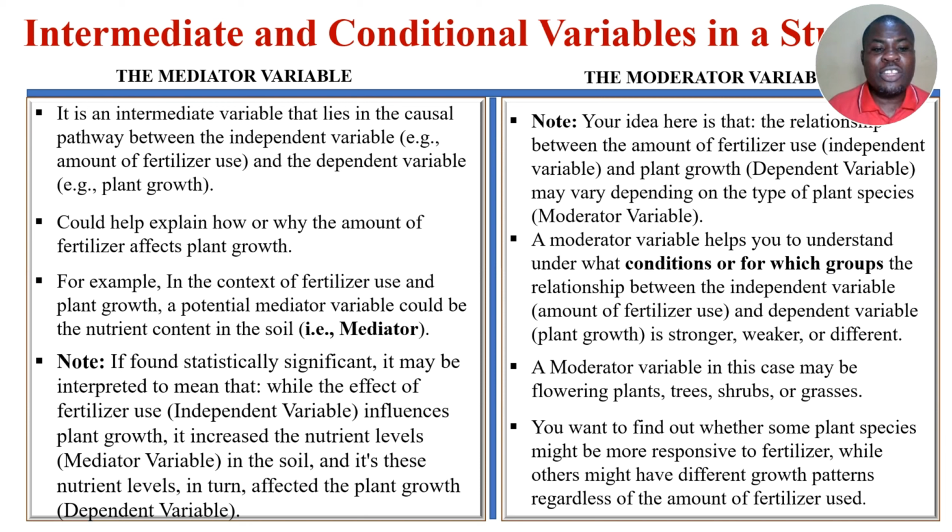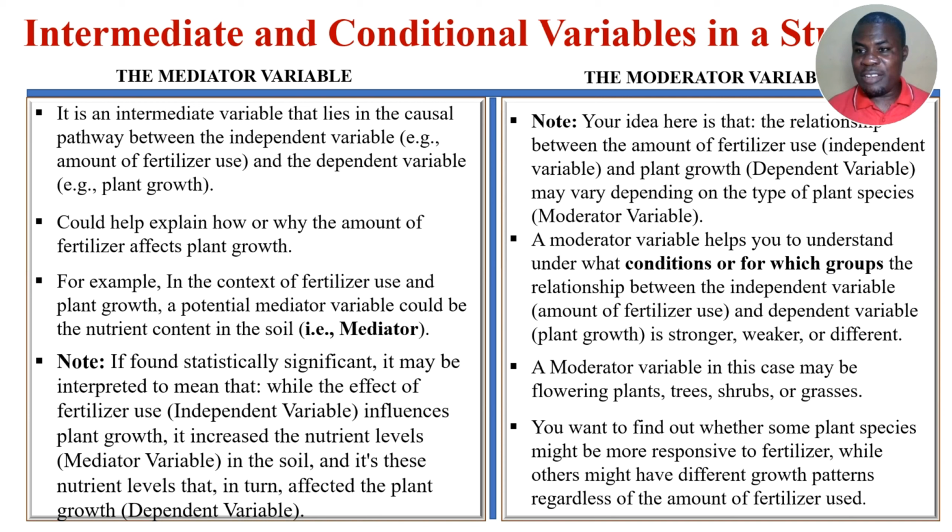In the context of fertilizer use and plant growth, a potential mediator variable could be the nutrient content in the soil. So I gave a note here and I said, if found statistically significant, it may be interpreted to mean that while fertilizer use influences plant growth, it increased the nutrient levels in the soil, and it's these nutrient levels that in turn affected the plant growth, the dependent variable.